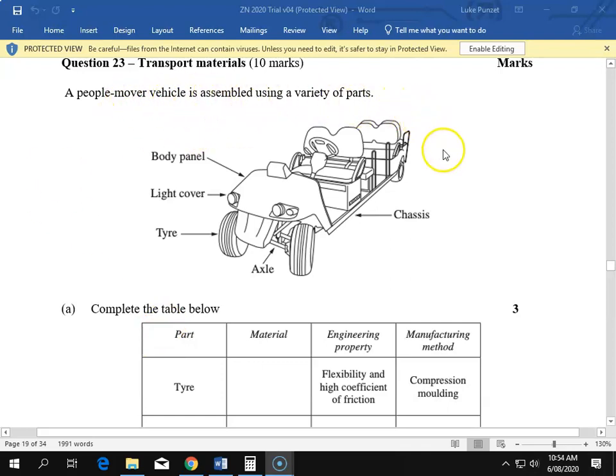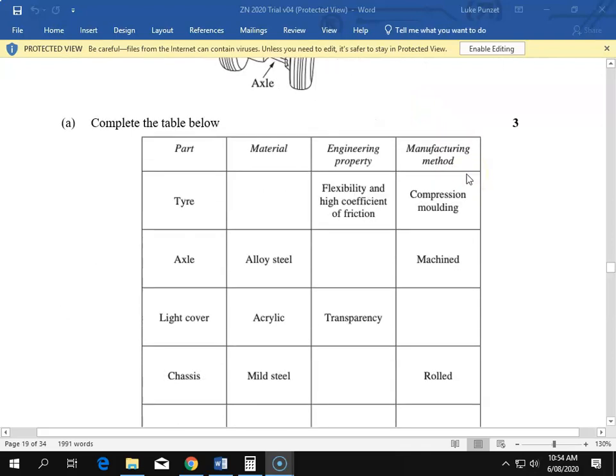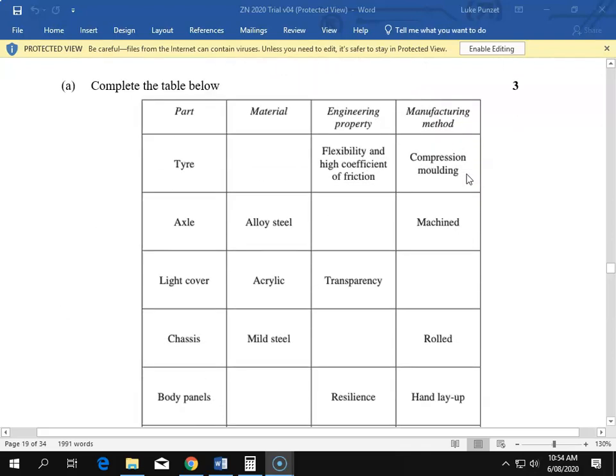A people mover vehicle is assembled using a variety of parts. Okay, so what do we think the tires are going to be made out of? Rob, I gave that correct, but can anyone give me a better answer? Vulcanized rubber is an even better answer. Vulcanized rubber is chosen because it has flexibility and a high coefficient of friction, that's true. It's made through compression molding, that's true.